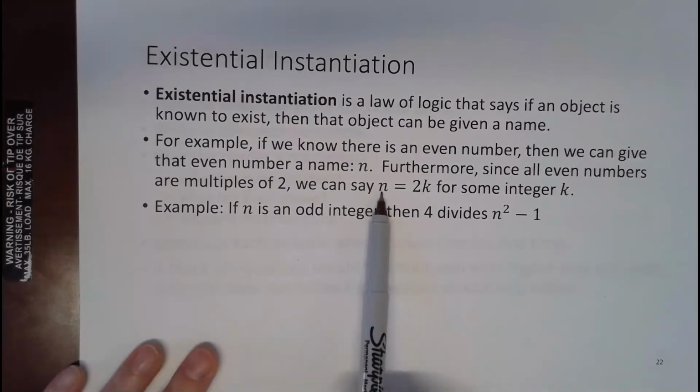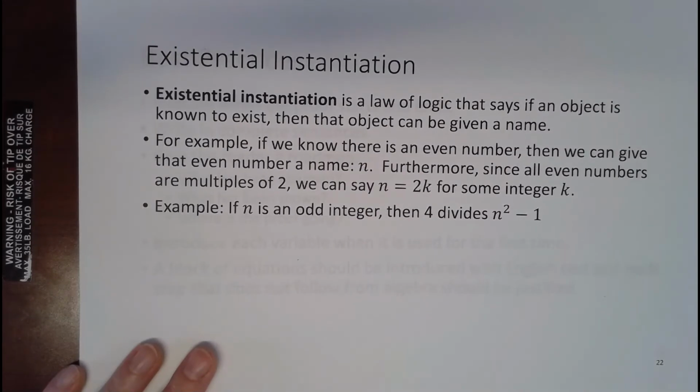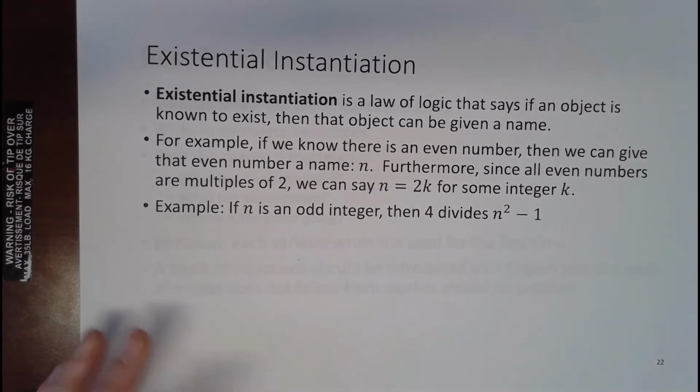Because we know that another way to talk about n is to call it 2k, and so it makes it easy for us to talk about and make arguments about it using mathematical rigor.